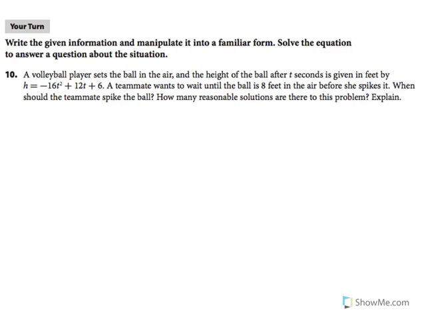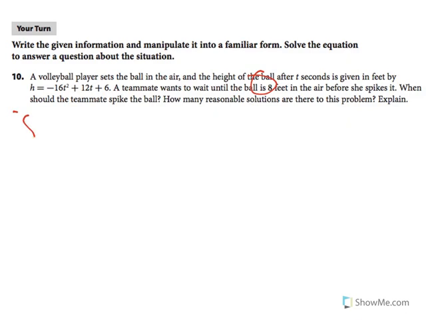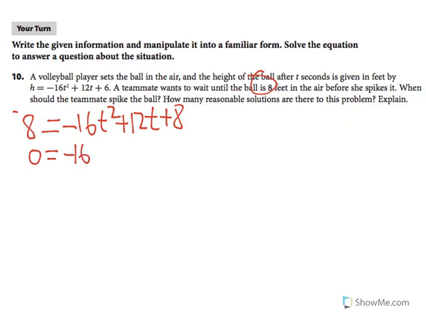Explain. So when the ball is at a height of 8 feet, that means our 8 equals negative 16t squared plus 12t plus 6. So we bring the 8 over to that side, so we have 0 equals negative 16t squared.